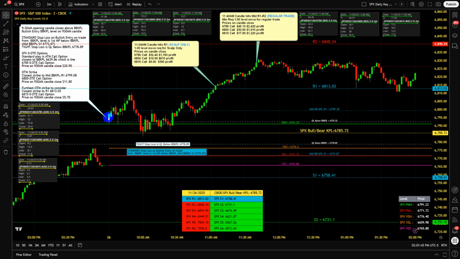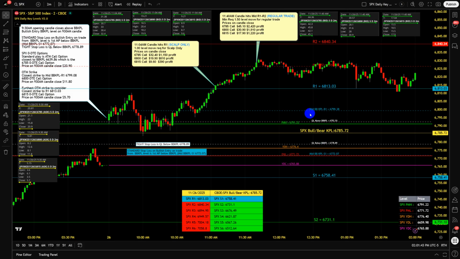With this indicator, you have three different option strikes that you can use on any bullish or bearish trade off of any of the main key levels. The main key levels with this indicator are the SPX bull bear KPL level, or any of the main R1 through R6 levels, or S1 through S6 levels. The midpoint levels and the QL levels serve other purposes. You do not take trades off of those levels.